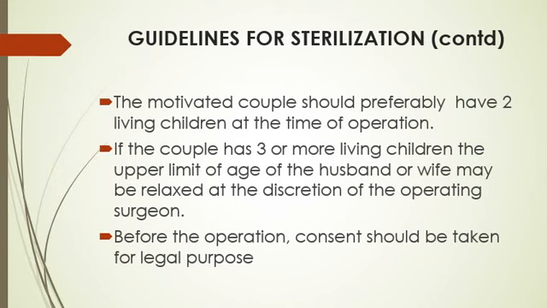If the couple has 3 or more living children, the upper age limit of the husband or wife may be relaxed at the discretion of the operating surgeon. Otherwise, it is 50 for males and 45 for females. Before the operation, consent should be taken for legal purposes.